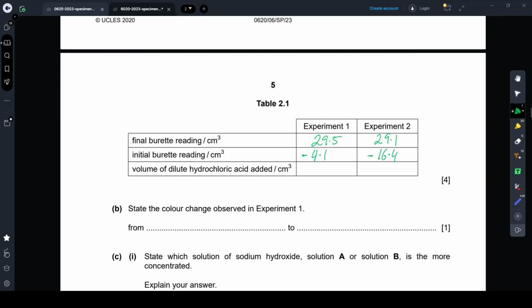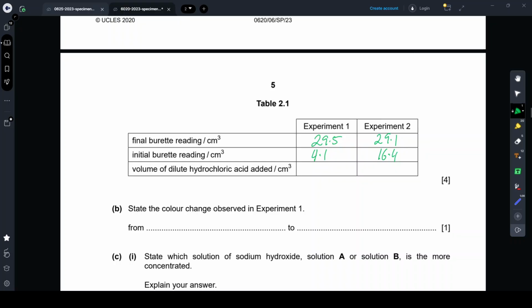Why did we use the negative sign for the initial reading? It's not a negative sign. I just put minus because you're going to subtract. You're going to subtract the initial reading from the final reading, so it's going to be 29.5 minus 4.1. This is for subtraction, it's not a negative sign. In your table, you will not put this minus sign. We will subtract 4.1 from 29.5.